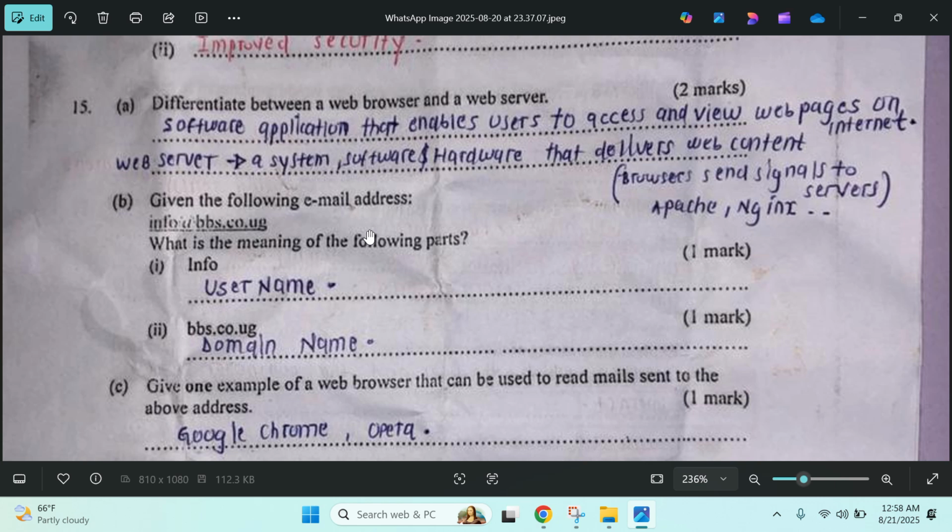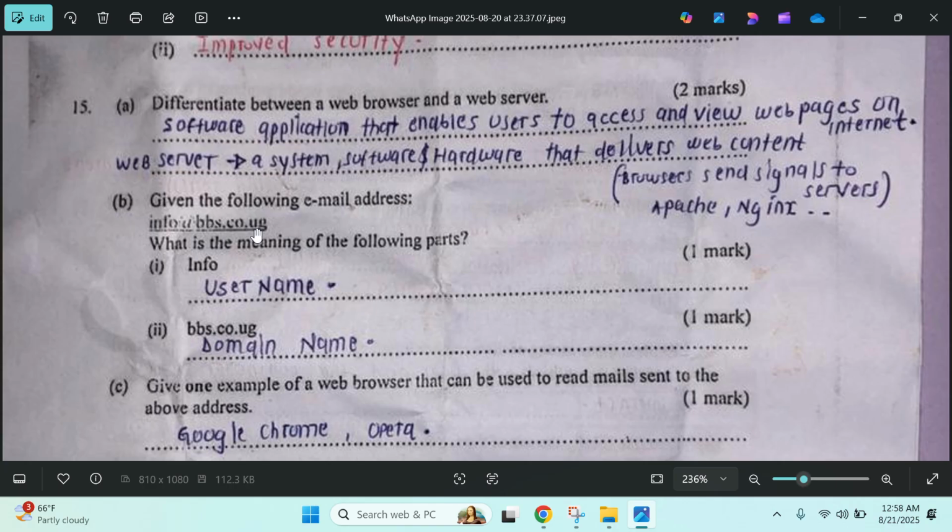Then part B, given the following email address, info@bbs.co.ug, they're asking us what is the meaning of the following parts? In other words, they're asking us what are some of the parts of an email address. Part I, info. Info is the first part of the email address, that's the username, and the next part is bbs.co.ug.